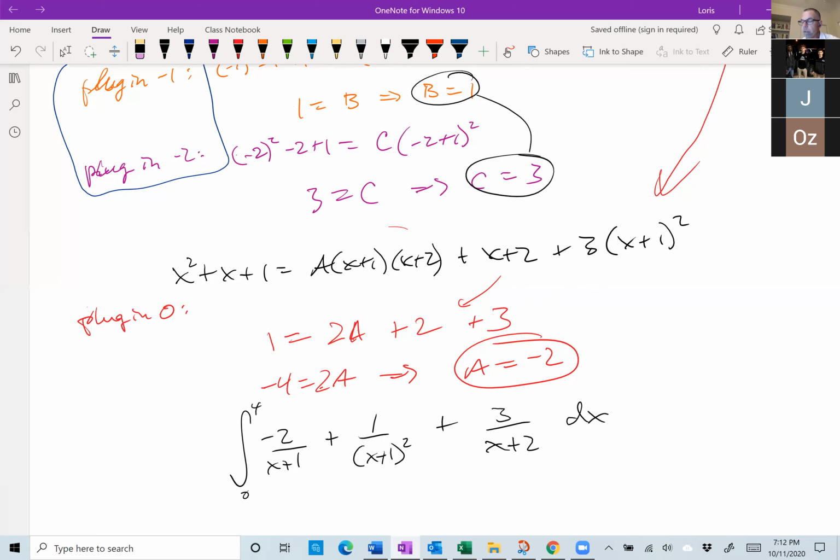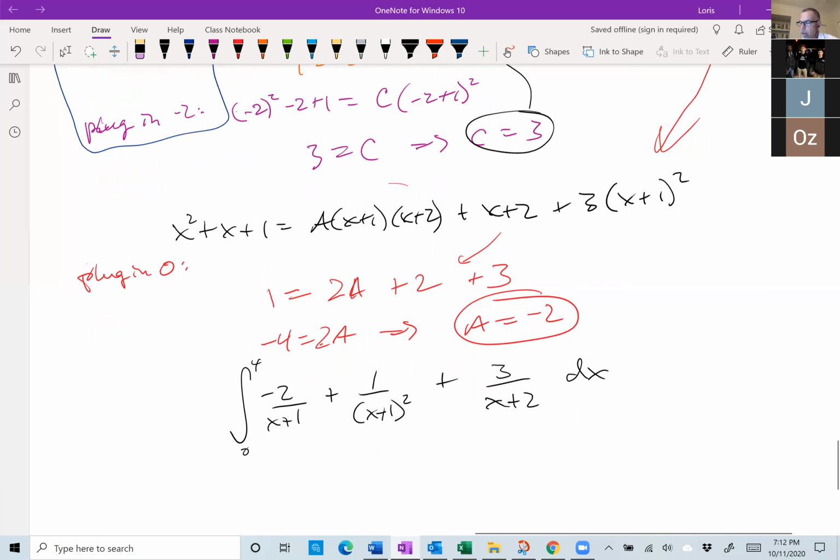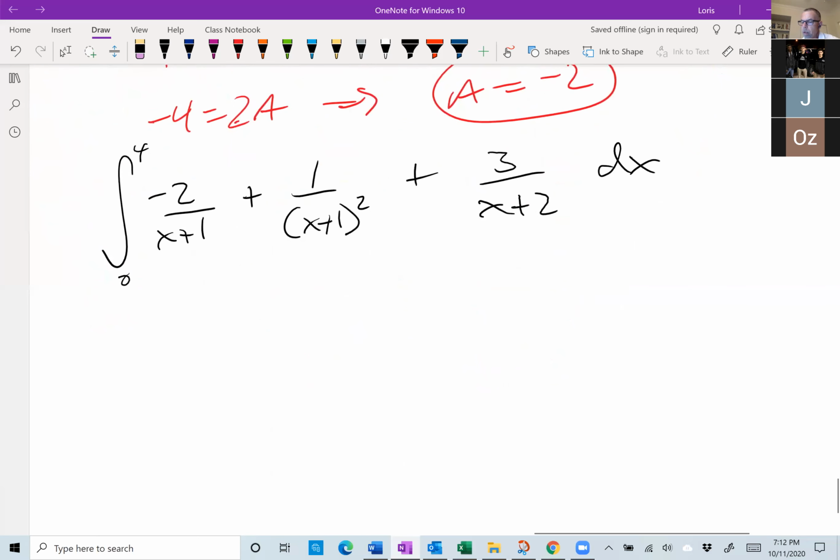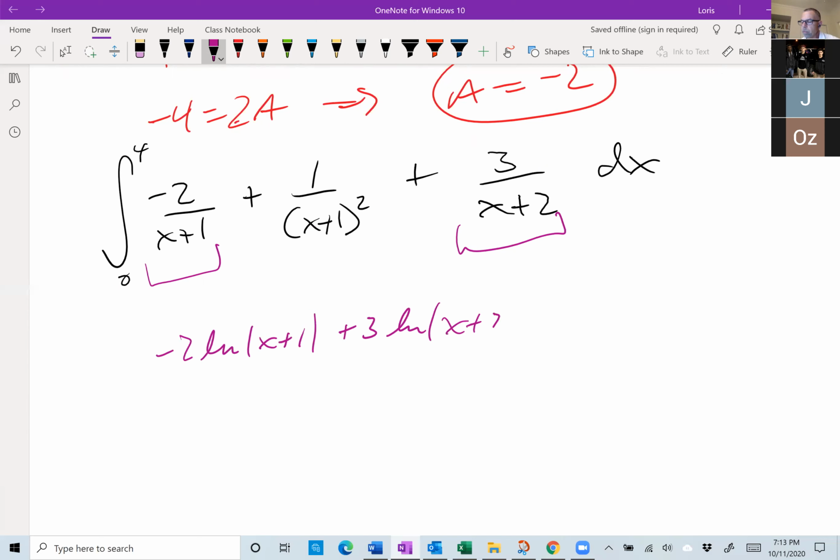Okay, and then you just solve each one of these. Anytime you have the derivative of the denominator as 1 and the numerator is a constant, you can just pop out natural log for both of those. So this one and this one become negative 2 natural log of x plus 1, and then plus 3 natural log of x plus 2. Like that. You can square it, make a cube, whatever. Just leave it like this. It's fine.